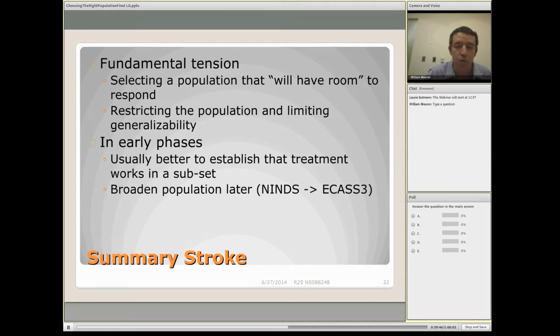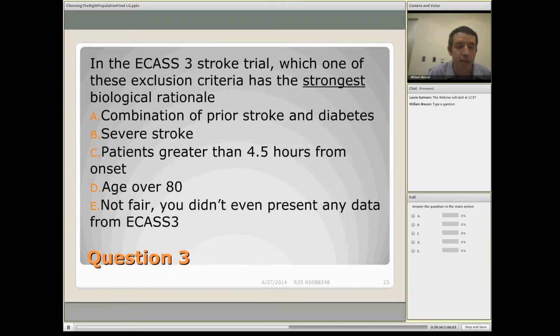So with that, I'm going to ask the final question I have, and then I will be handing things over to Lori, and I will mute my microphone and put my camera away, and then you'll get to see and hear Lori. But in the ECASS-3 trial, which one of these exclusion criteria has the strongest biological rationale?